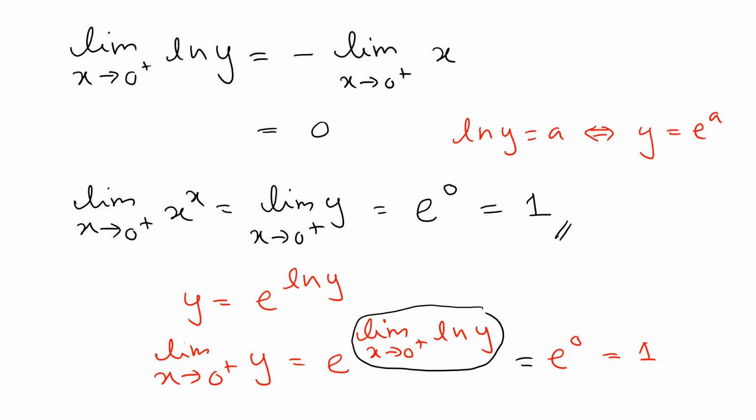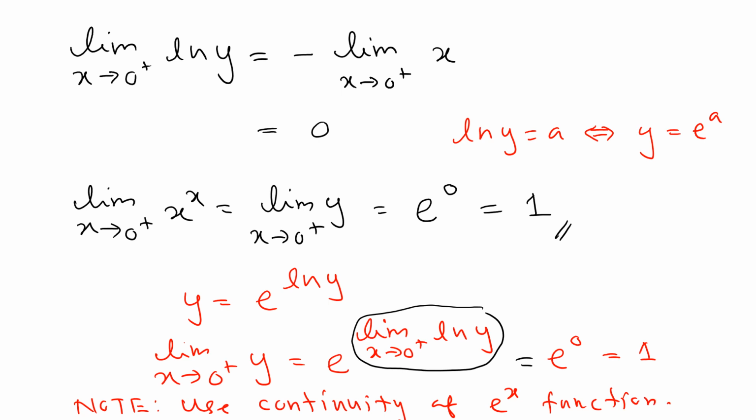So that means we use the continuity of the exponential function. We use continuity of the e to the x function. So that's the reason why we get this one.